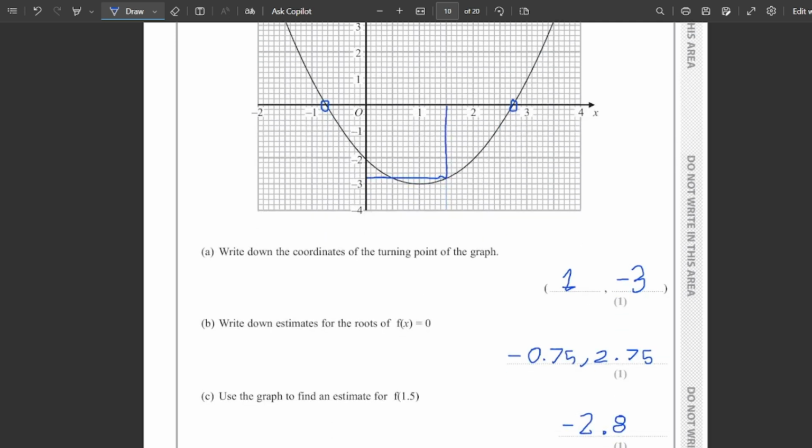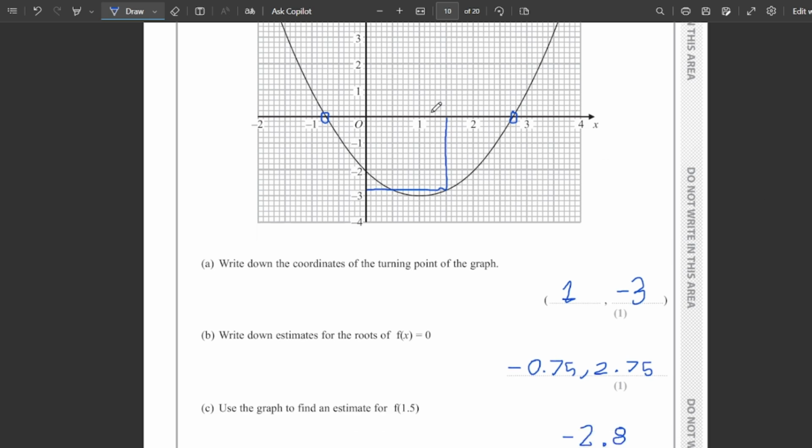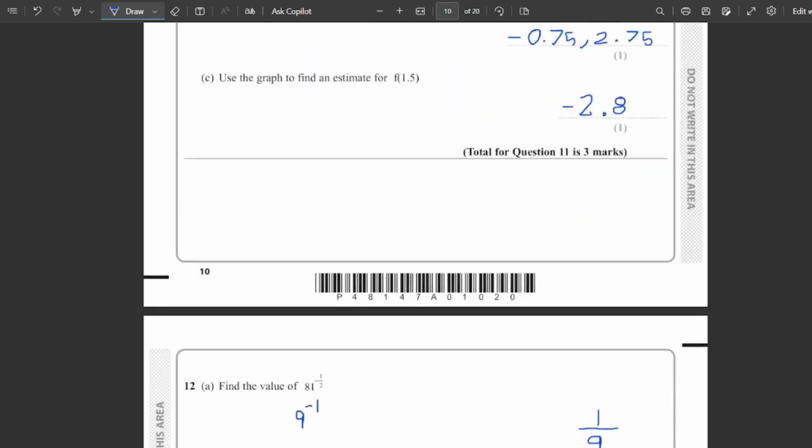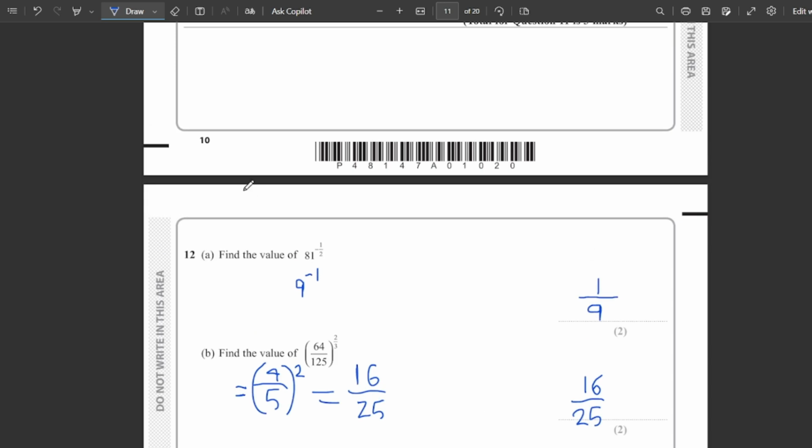And then for the next question, we're asked to find an estimate of f of 1.5. So what we need to do is we need to put 1.5 into it, go down to the graph and go along to work out what the y value would be, and that would be minus 2.8. And then we're just given a bit of indice rules that we have to know.